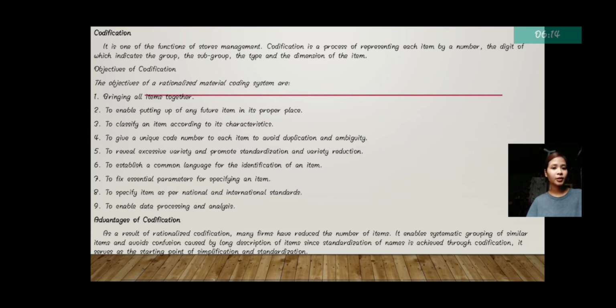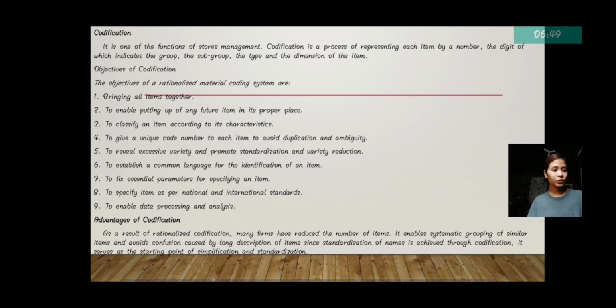Then, to fix essential parameters for specifying an item. Then, to specify items as per national and international standards. So, i-label itong mga items na for national and sa mga internationals. And then, the last is to enable data processing and analysis. So, codification also is one of the identifying of its data and the analysis.